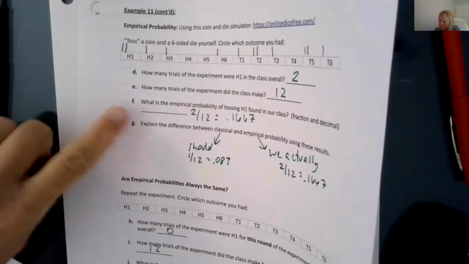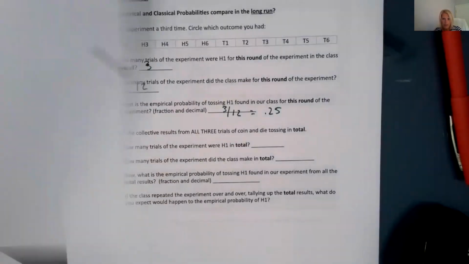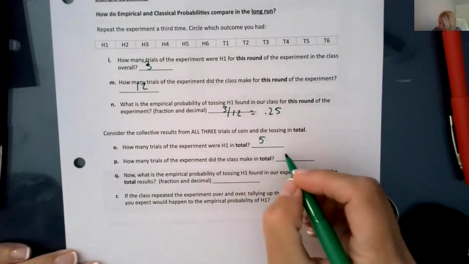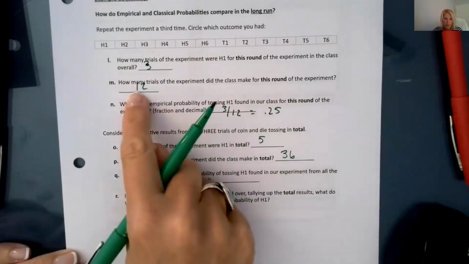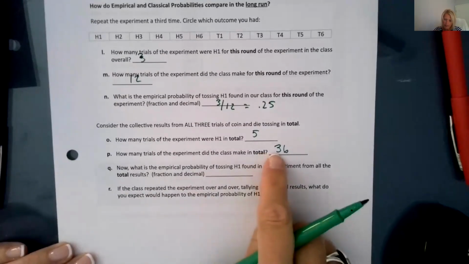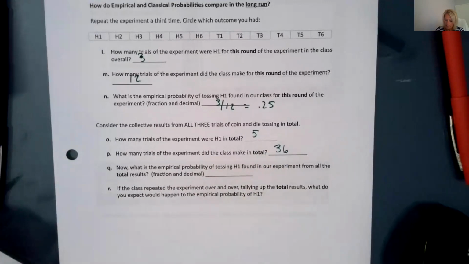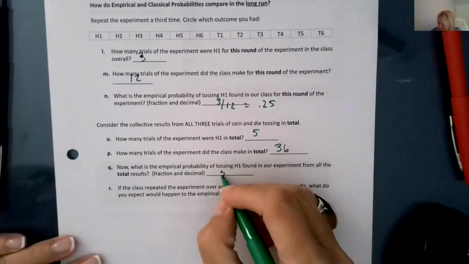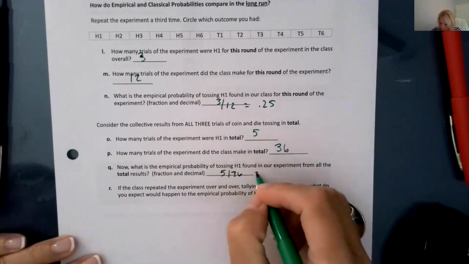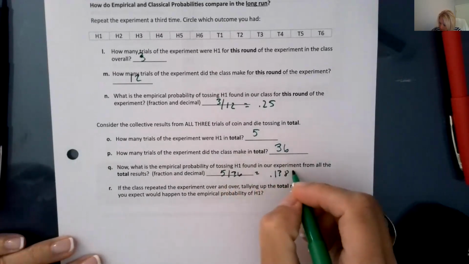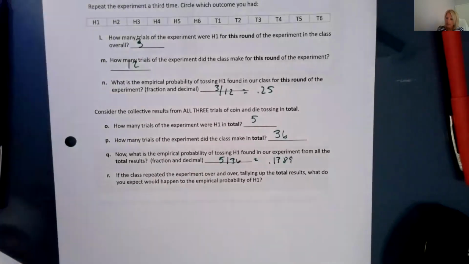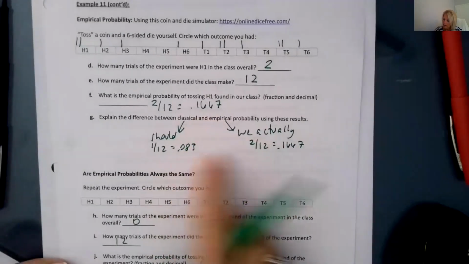Then lastly, it says how many trials of the experiment were H1 total? So we had 2, 0, and 3. So we had 5 out of 36 trials. We're adding our 12 from each of those. So 36 times total, right? So 5 out of 36 is 0.1389. And so you can see how it was close.